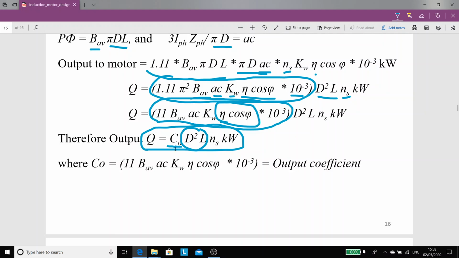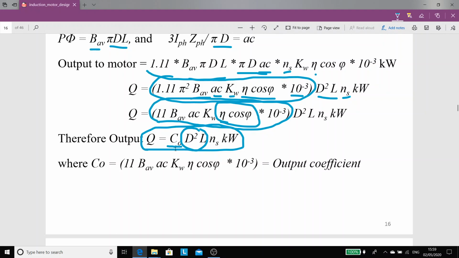Now see, suppose I am going to select higher values of my specific loading, that is B average or say AC. We consider one by one. So if I increase the specific loading, then what is the effect on C0? C0, that output coefficient, is going to increase. If I increase any one out of these two, then C0 output coefficient is going to increase.